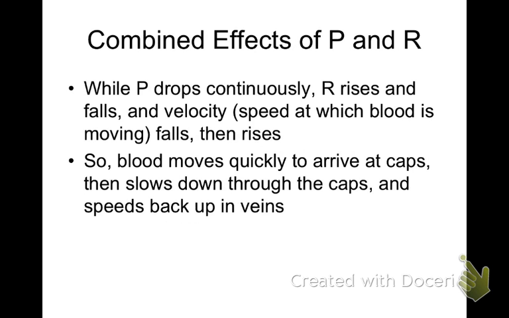So when we combine the effects of pressure and resistance, we see that while pressure drops continuously, resistance rises and falls depending on the diameter of the vessels. Velocity, which is the speed at which the blood is moving, is going to fall as blood flows from the aorta and the elastic arteries to the muscular arteries to the arterioles. Remember, those are your high resistance vessels, and they put so much resistance on the blood that the flow drops tremendously as blood flows through arterioles. And then blood moves its slowest through the capillaries. As blood leaves the capillaries and goes into the venules, the diameter is greater, resistance is lower, and blood flow picks up because you have a lot of capillaries flowing into the same venules.